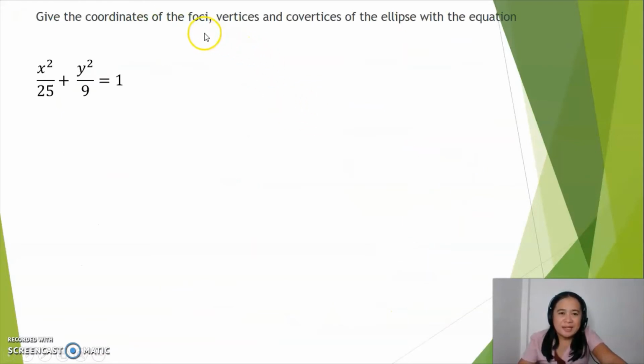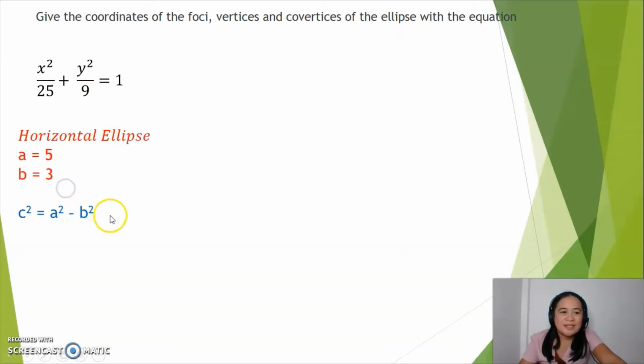Now find the foci and the coordinates of the foci, the vertices, and the co-vertices of the given ellipse. In this case, the bigger denominator is under x, so this is a horizontal ellipse. Since our a squared is 25, our a is 5. Our b squared is 9, so our b is 3. And to find c, we will simply substitute. 25 minus 9 is 16, therefore get the square root of both sides, so our c is 4.